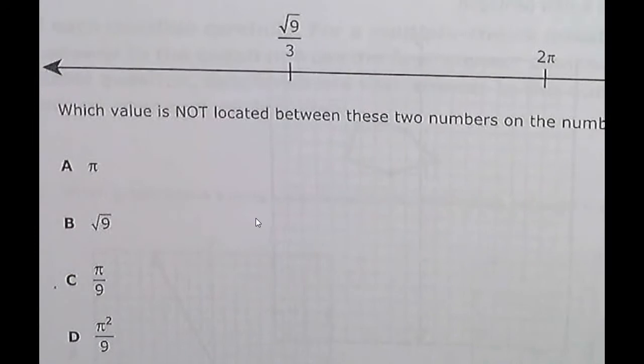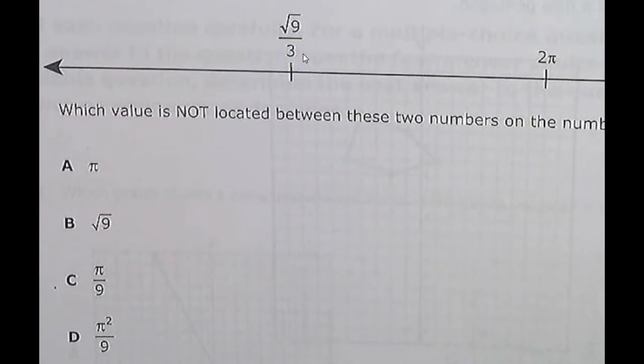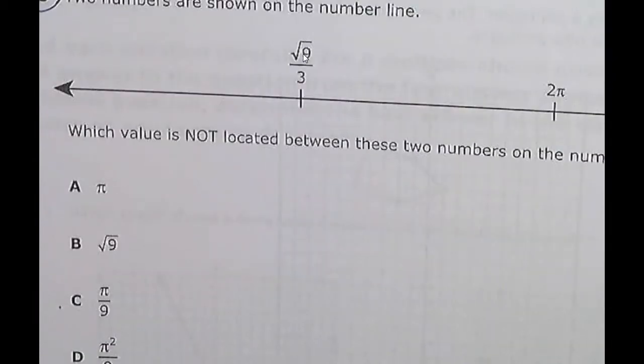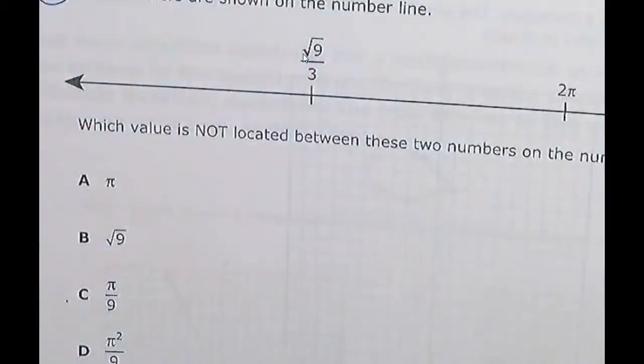Now, what would the trick be? You did put this in parentheses, right? If it's a fraction, stuff on top goes in parentheses and stuff on the bottom goes in parentheses. Otherwise, you get the wrong answer. So let's look at what we got. So we've got square root of 9 over 3.